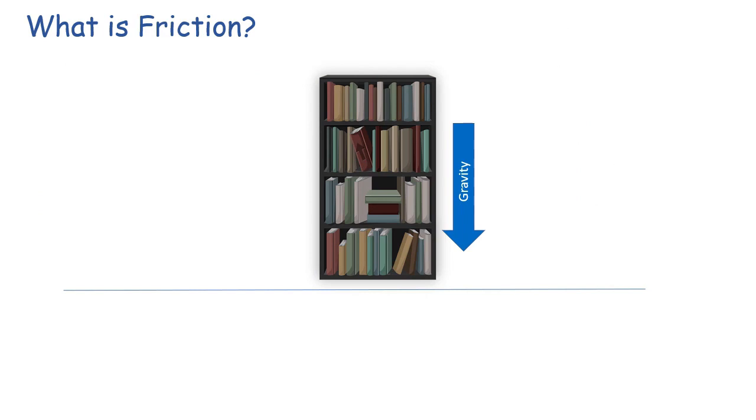Today, let us discuss friction. Whenever two objects rub against each other, they cause friction. Friction brings resistance to the motion. Here, we have a heavy shelf. Gravitational force keeps it standing on the ground. When the shelf is not moving, there is no friction.